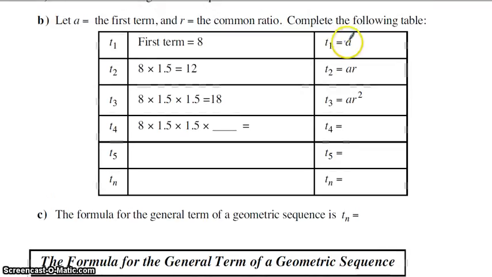So look here. You start with your first term, you multiply by your common ratio. For the third term, you multiply by the common ratio twice. For the fourth term, you multiply by the common ratio 3 times. So the term number and the number of times you multiply by the common ratio is always off by 1. So the fifth term is ar to the 4. How about the nth term?